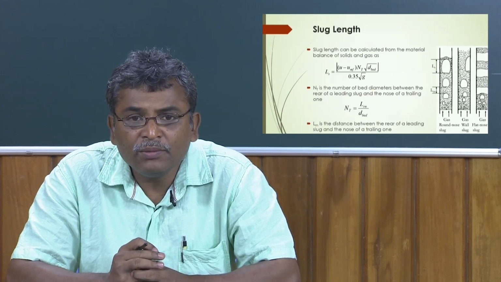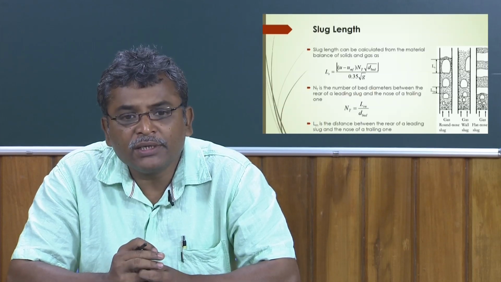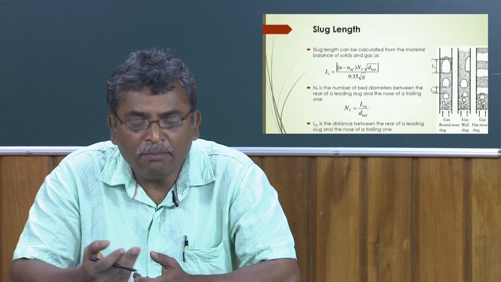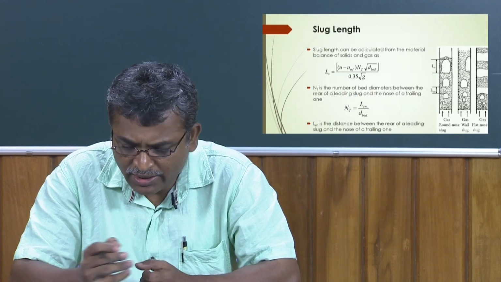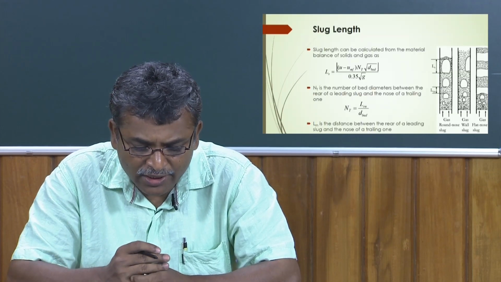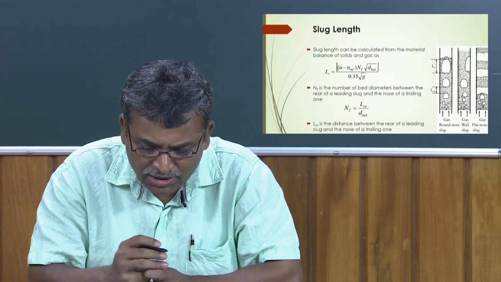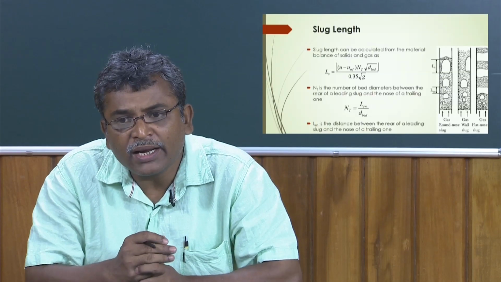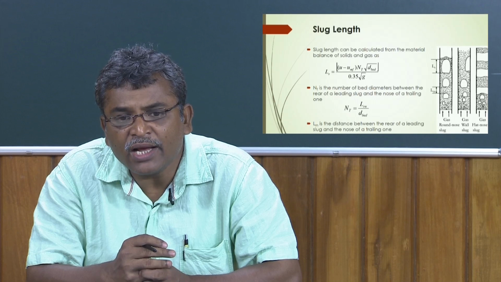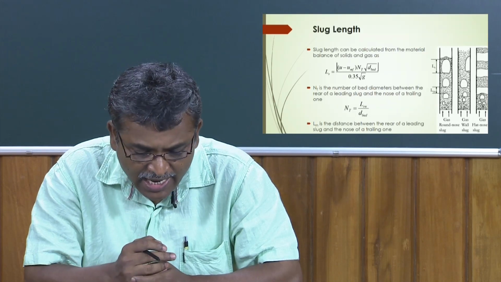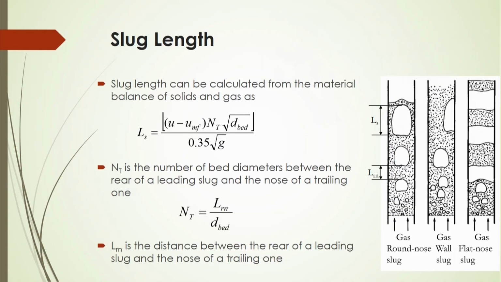Whenever a slug forms inside the fluidized bed, the slug length can be calculated from the material balance of solids and gas inside the fluidized bed. So, if you consider that material balance, that means what amount of gas is supplied and what amount of gas is utilized for the formation of the slug, from which you will be able to calculate the slug length.